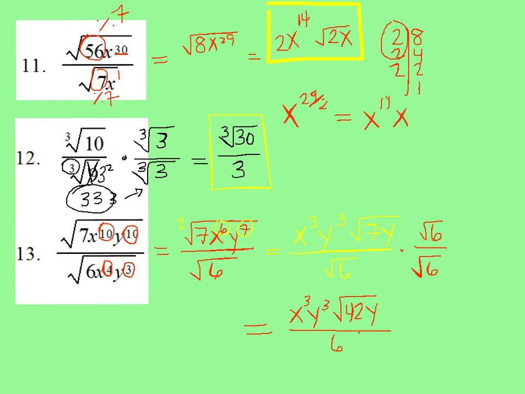Now 42, you could try to break that down, but recognize that you got 42 by saying 7 times 6. 7's a prime number, and 6 is made up of 2 times 3. So you don't have any pairs or any groups of 2 right there. So here's our final answer.